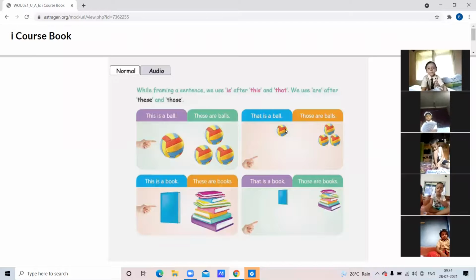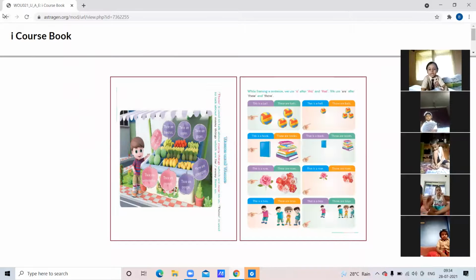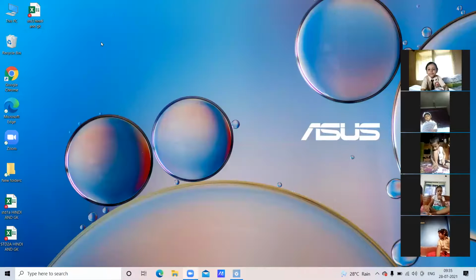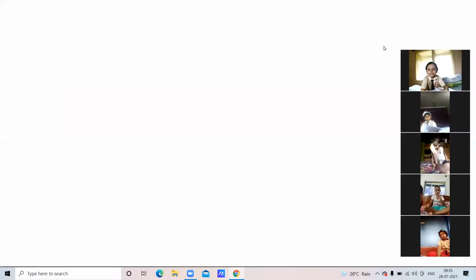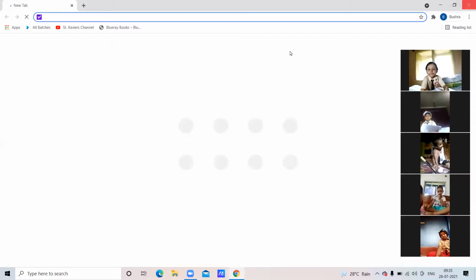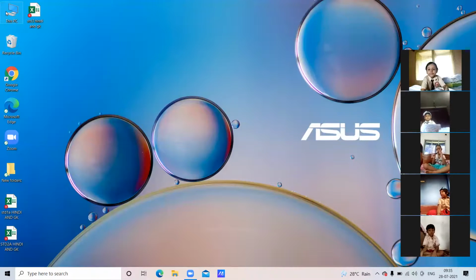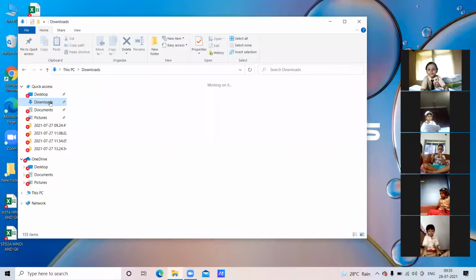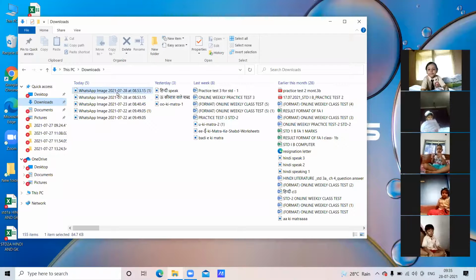Okay, children, all of you open Hindi book. Children, open Hindi. Children, open Hindi book.